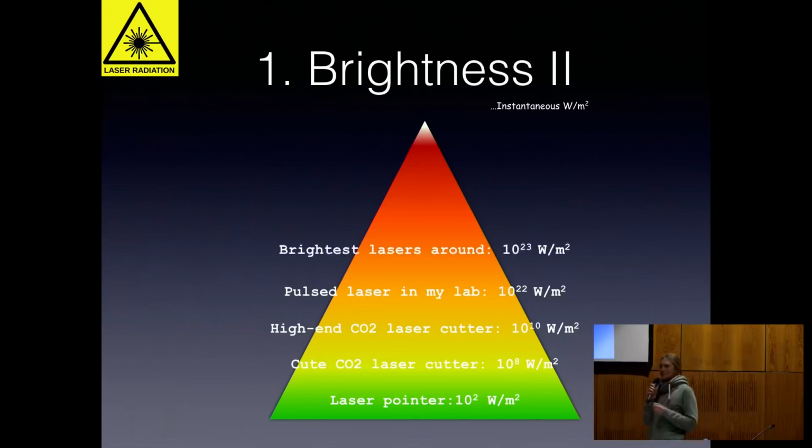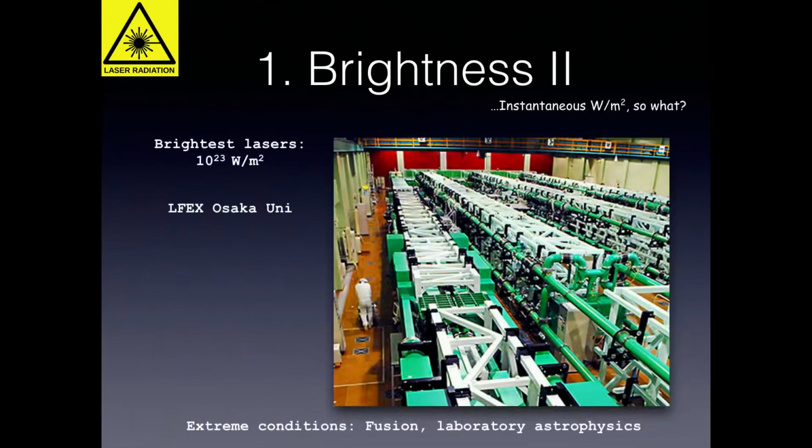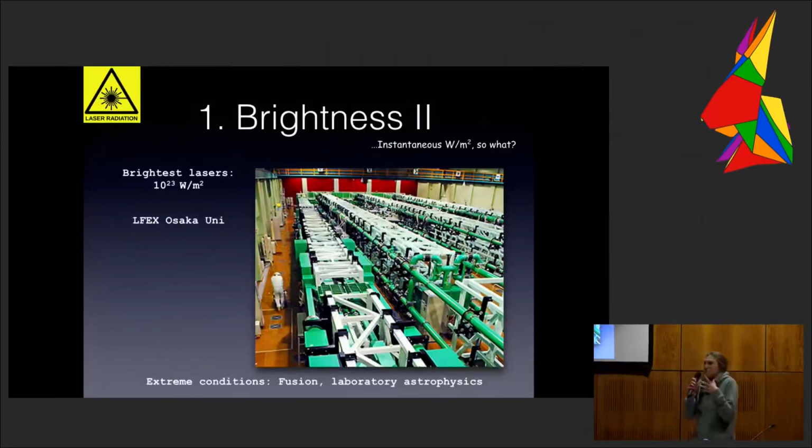And then you have the brightest lasers around, which are not to be fooled with. They're 10 to the 23 watts per square meter, and they look like that. That's a full-blown installation the size of a small accelerator. This one is the ELFX at Osaka University. So what the hell do you use that for? You use that to emulate the conditions you would get in outer space, very extreme plasma conditions. So it's basically a way to get laboratory astrophysics.